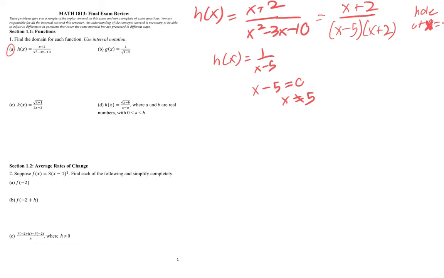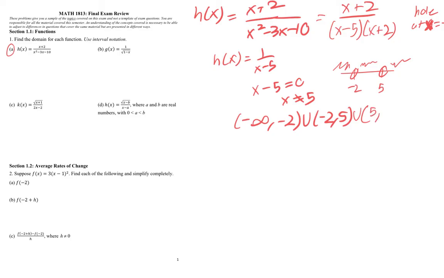So now what we can say is, if we draw a little number line, we have these values of negative 2 and 5. We know we're going to have undefined points. So we're valid anywhere on either side of them and in between them as well. So we write that in interval notation. It's going to be from negative infinity to negative 2, the union negative 2 to 5, then union 5 to infinity.